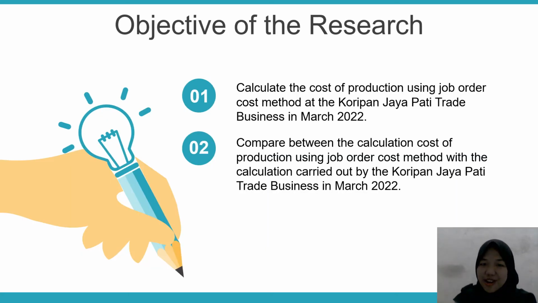The next is objective of the research. Number 1 is to calculate the cost of production using job order cost method at the Koripan Jaya Pati trade business in March 2022. Number 2 is to compare the calculation of cost of production using job order cost method with the calculation carried out by the Koripan Jaya Pati trade business in March 2022.